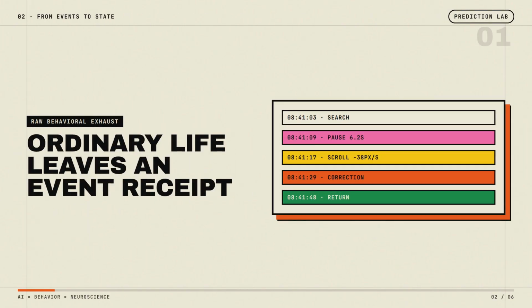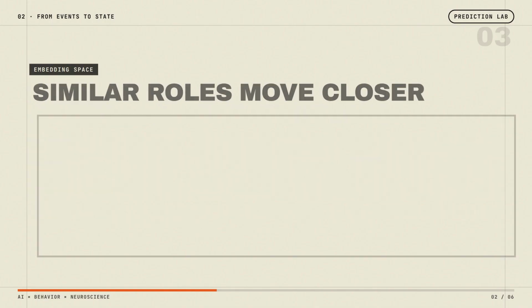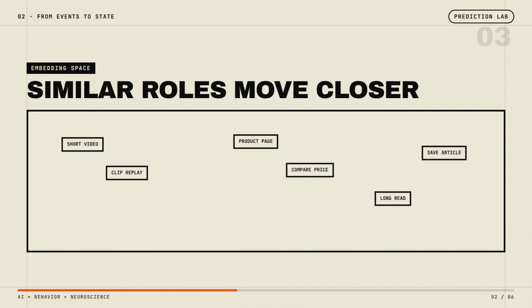Start with the exhaust of ordinary life. A click is one event. So is a search, a scroll, a pause, a correction, or the gap between two actions. When a service records these events, it converts them into features: an item identifier, a timestamp, a device or interface context, and a time interval. The raw labels are too sparse for a model, so an embedding layer compresses them into coordinates. Videos watched by similar audiences move closer together. Shopping actions that play similar roles occupy nearby regions. Your recent sequence becomes a path through this learned space.